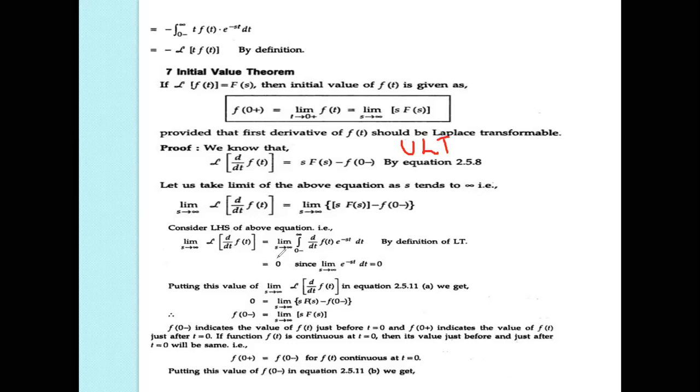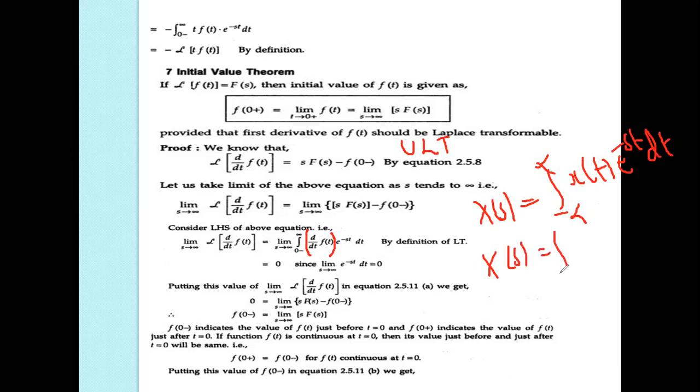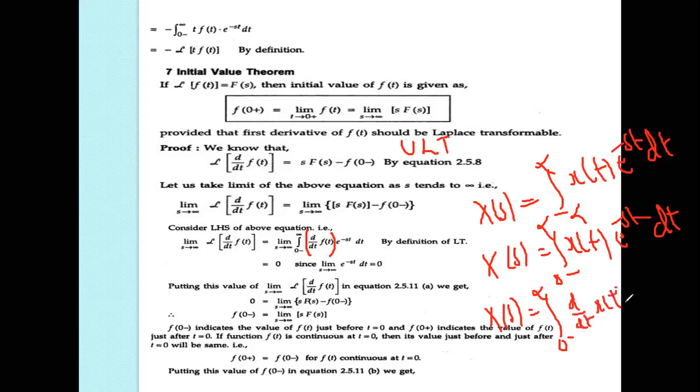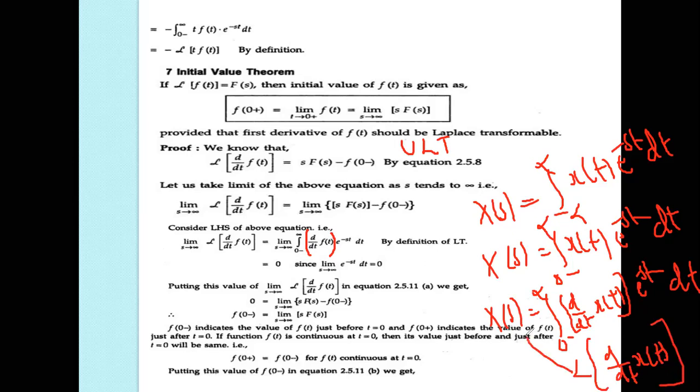According to the definition of the unilateral Laplace transformation, it is the integral from 0 minus to infinity. Here the signal x of t is d by dt of f of t, multiplied by e power minus st dt. Actually X of s is the integral from minus infinity to infinity of x of t e power minus st dt, the Laplace transformation. For the unilateral Laplace transformation it is the integral from 0 minus to infinity of x of t e power minus st dt. I need the Laplace transformation of the derivative of the signal, so this is nothing but the Laplace transformation of d by dt of x of t.